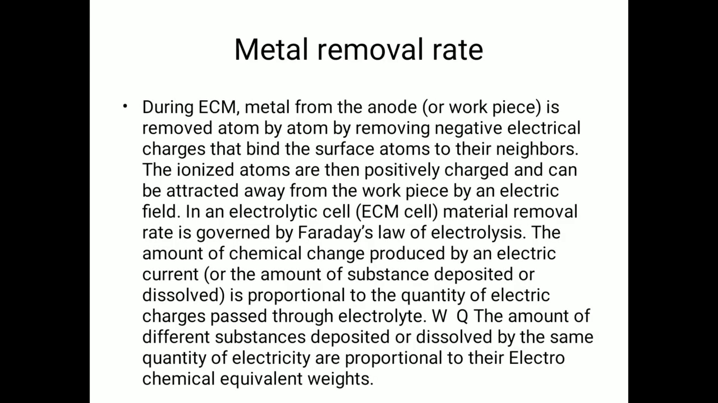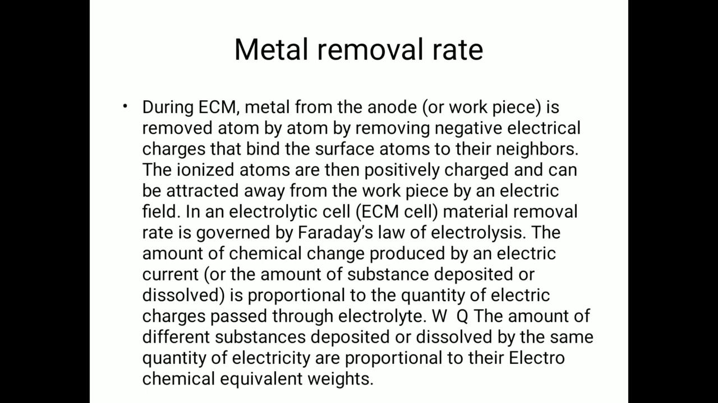As we discussed earlier, metal removal rate is an important parameter for all kinds of machining processes. During electrochemical machining, metal from the anode is removed atom by atom by removing negative electrical charges that bind the surface atoms to their neighbors. The ionized atoms are then positively charged and can be attracted away from the workpiece by an electric field.